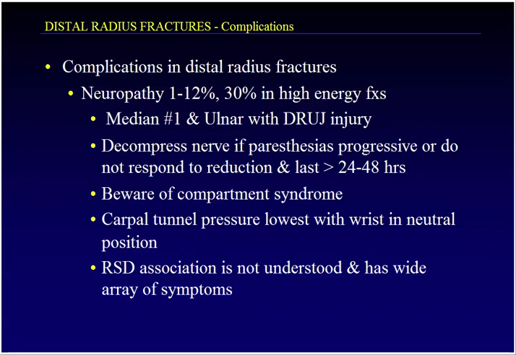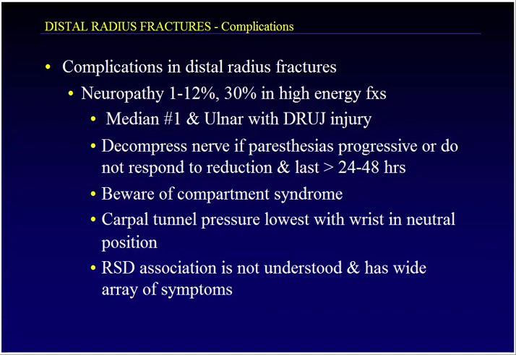If the patient has progressive paresthesias or the abnormal neurologic exam does not respond to your closed reduction. If you do a closed reduction, minimize the dorsal tilt or the apex volar angulation, and the patient has persistent neurologic deficit, that would be an indication for acute carpal tunnel release. The carpal tunnel pressure is lowest with the wrist in neutral position, so again, you want to avoid placing the wrist into marked volar flexion because that can actually increase the pressure in the carpal tunnel.